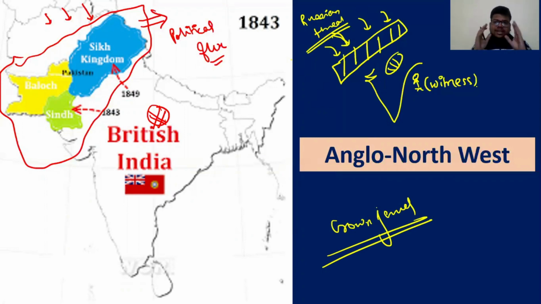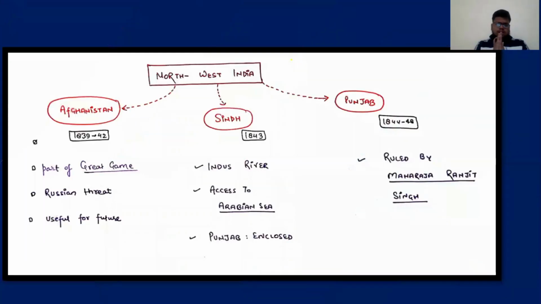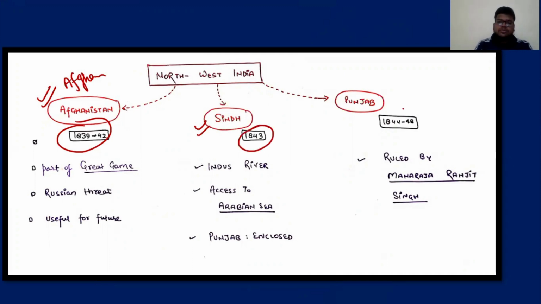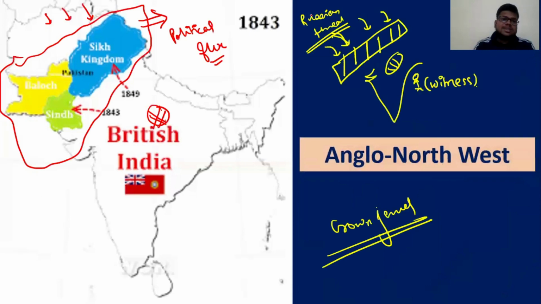Okay, so three parallel things we will read in the Northwest. First, how the Afghans were subdued, how Sindh was subdued after that in 1843, and then finally how the Punjab was subdued later on. So by 1850, the Britishers have subdued these places as well. And that's why these will come in the part of the British conquest. You can see the Sindh at this place. You can see the Sikh Kingdom, and then this is Afghanistan. Chalo.